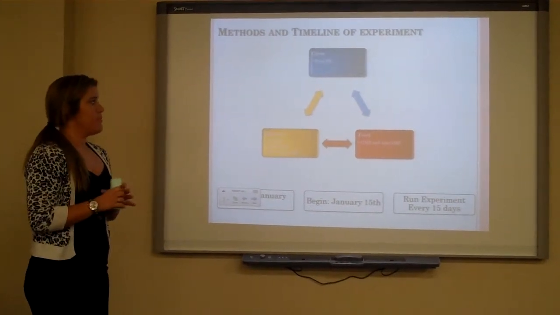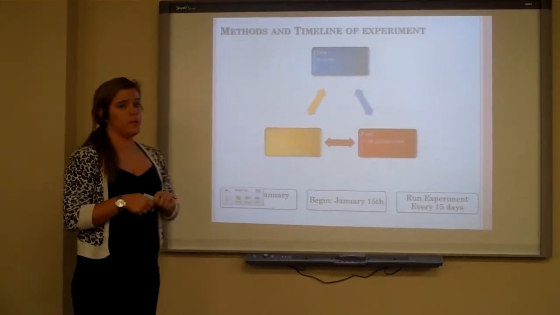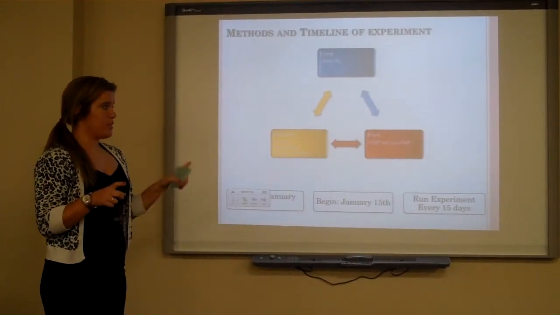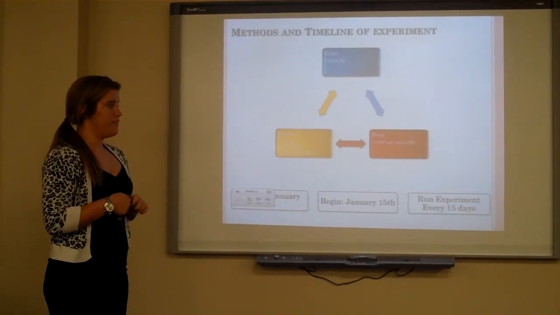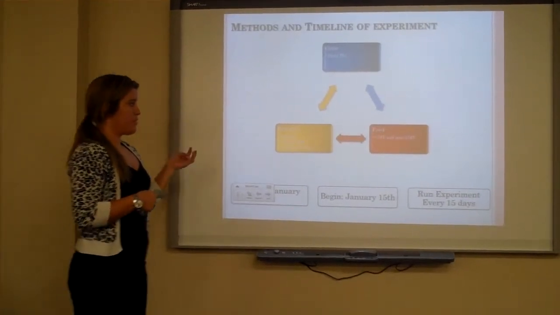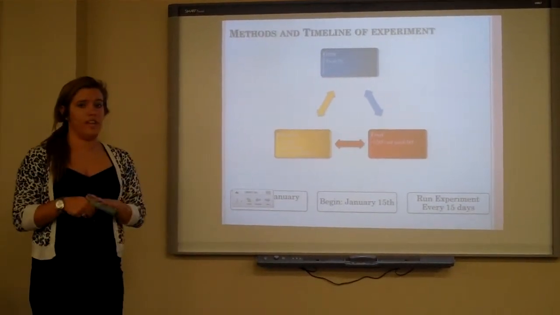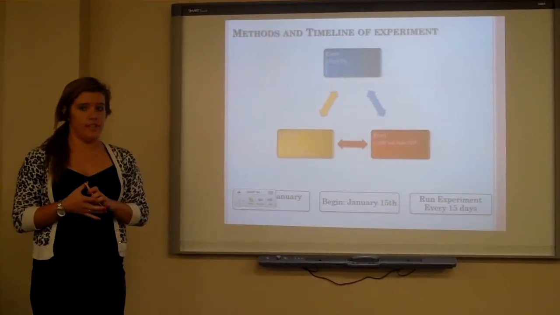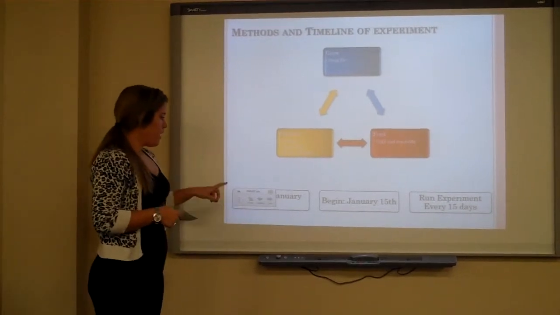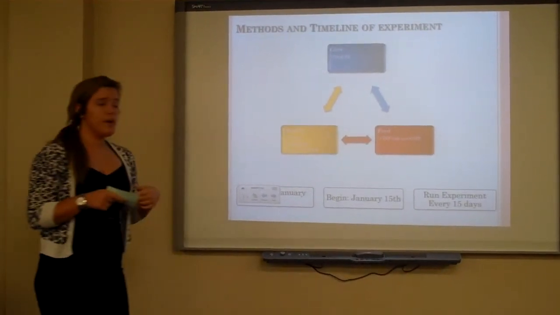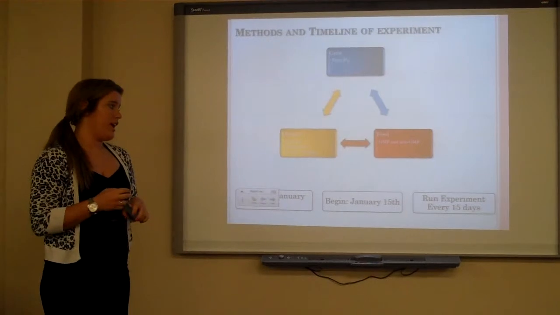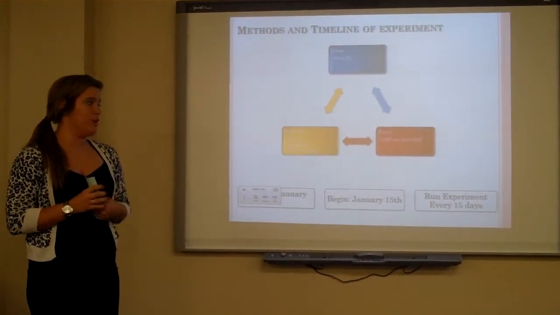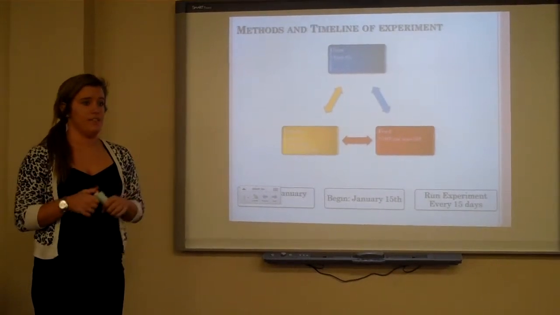This is methods and timeline. So as I said before, I will be growing my own fruit flies from the culture. I will be feeding each group genetically modified and non-genetically modified strawberries. I will be observing my three variables, and this will be done every 10 to 15 days, roughly, depending on the fruit fly life cycle. I will be preparing my materials January 8th and beginning my cycles January 15th. And as I said before, it will be running roughly every 10 to 15 days.